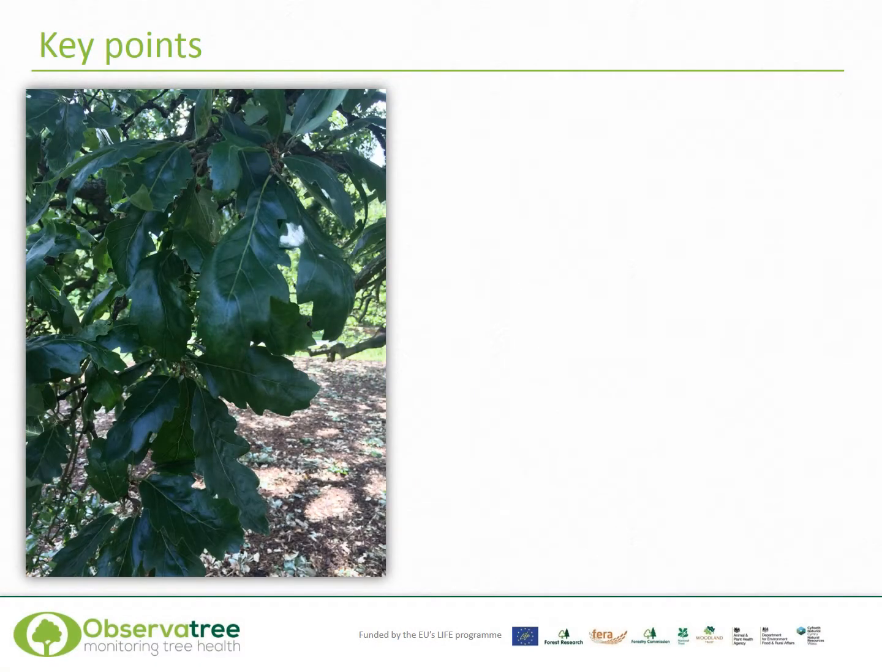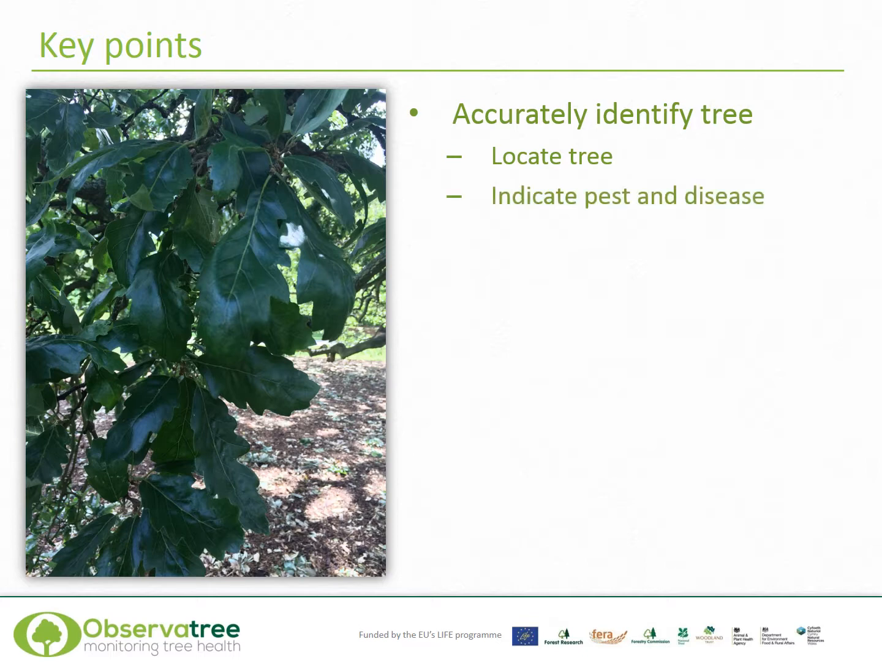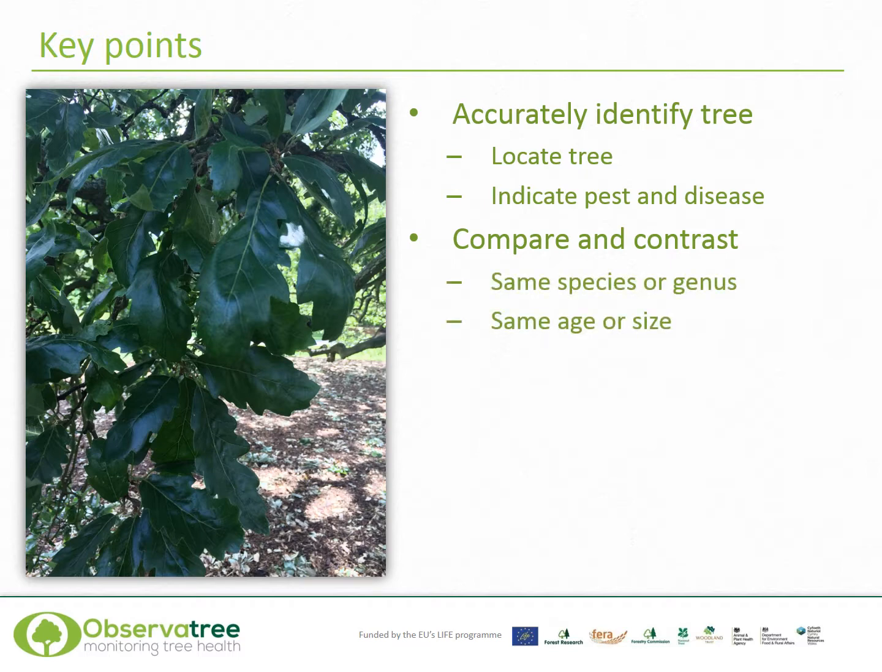In this module, we have thought about the tree and the environment it is growing in. We began by thinking about the importance of accurately identifying the tree and its location. This is important as some pests and diseases are specific to certain tree species and genera. We then went on to compare and contrast which trees were affected, recording information about the species and genus, its age and size class, which all help us to understand the cause of the problem.